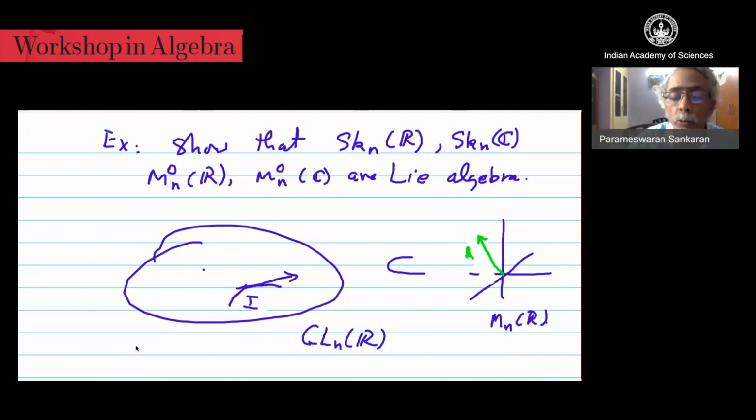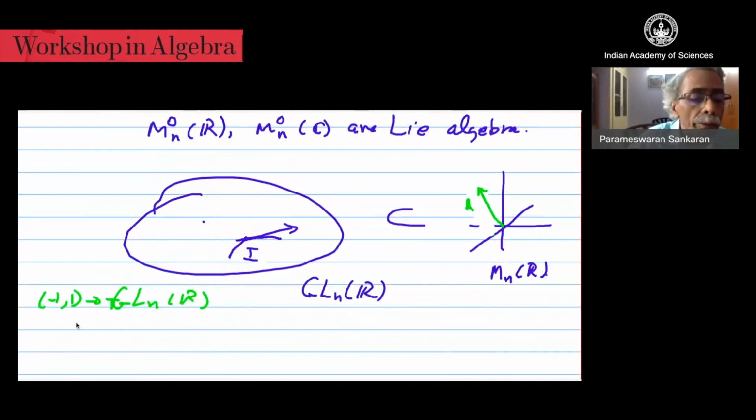So you just do the following thing. Mind you, A is okay. So you just look at this. The curve will go from -1, 1 to GLn of R. Just map t to the identity matrix plus t times A, where A is the vector in Mn of R. That's just an n by n matrix, but you just think of it as a vector.